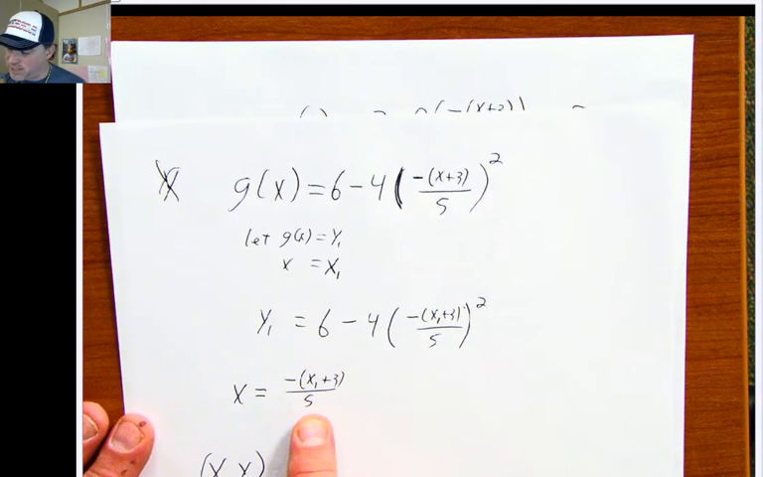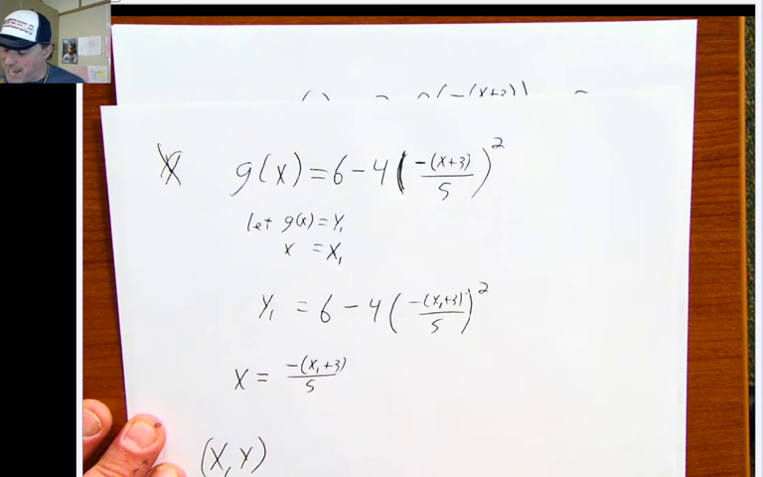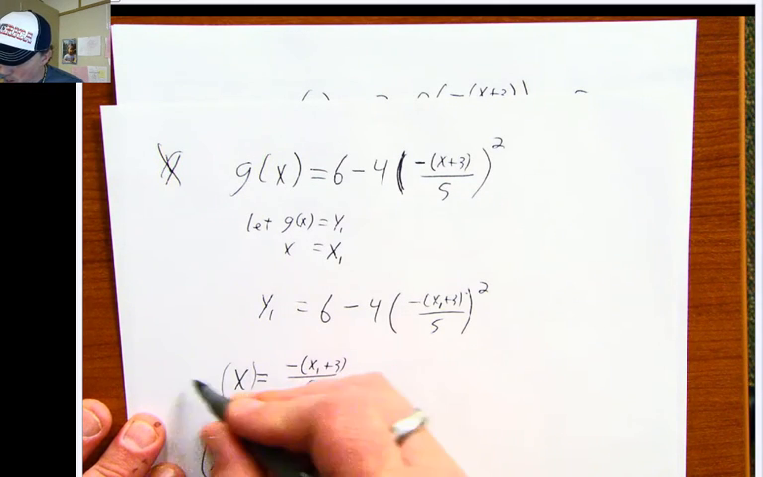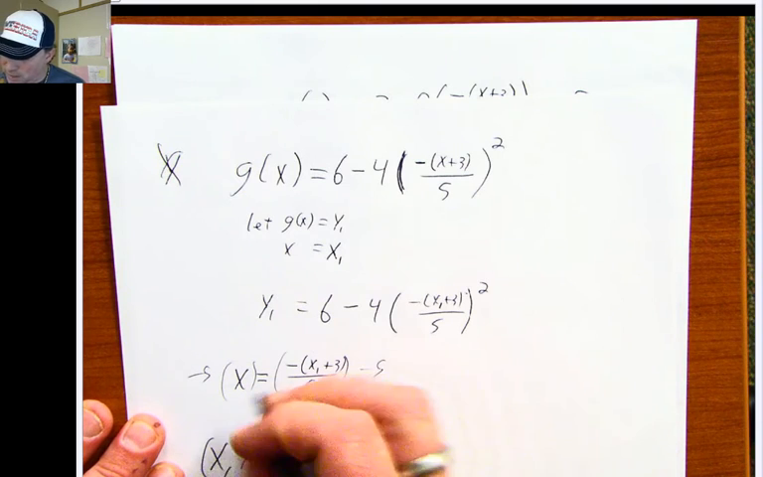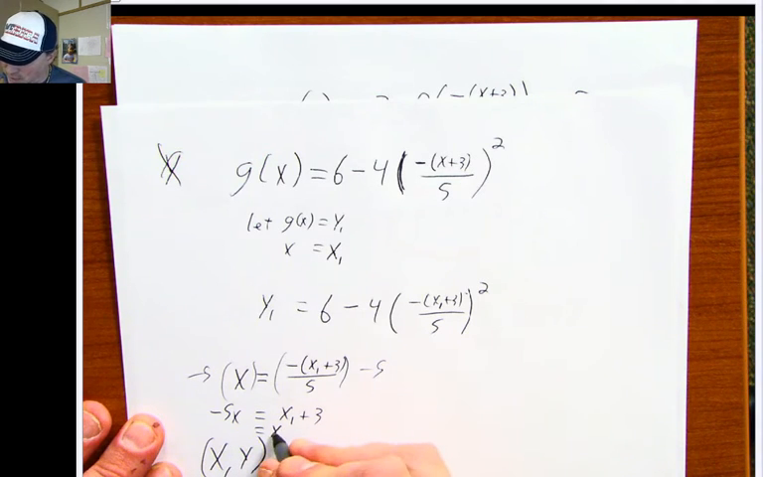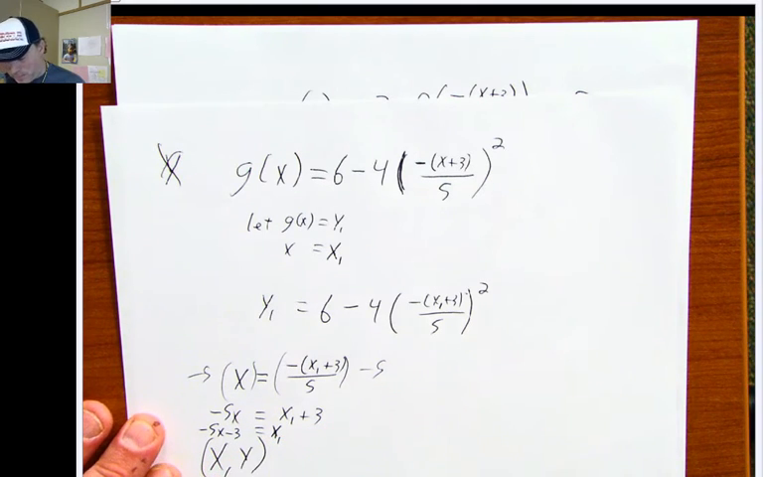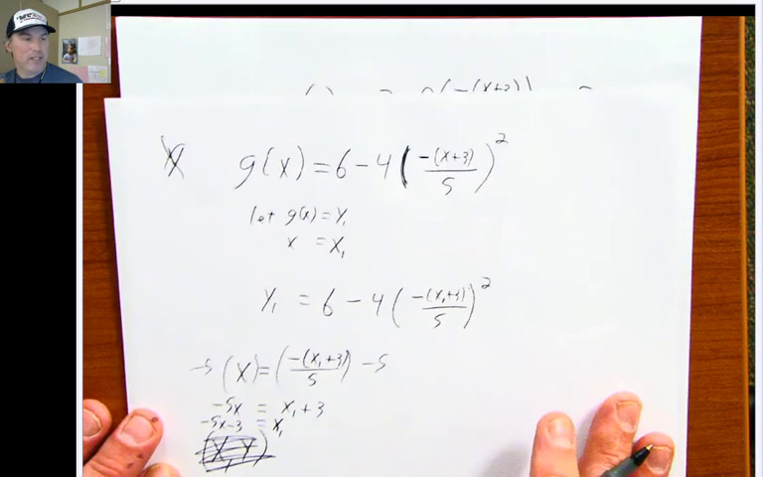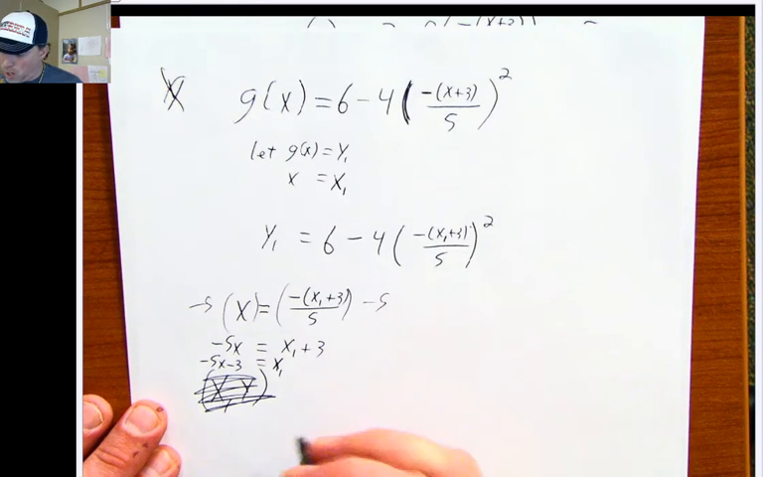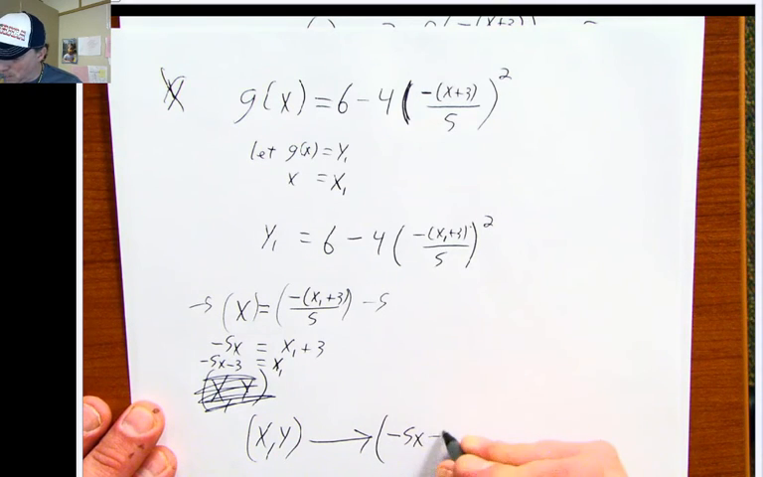Algebraically solve for x1. I tend to do this in 2 steps. I'd first multiply both sides by negative 5, giving me negative 5x equals x1 plus 3. Then I'd subtract 3 from both sides, so x1 ends up equaling negative 5x minus 3. I shouldn't have written this right here. Sorry about that. So my x-coordinate becomes negative 5x minus 3.